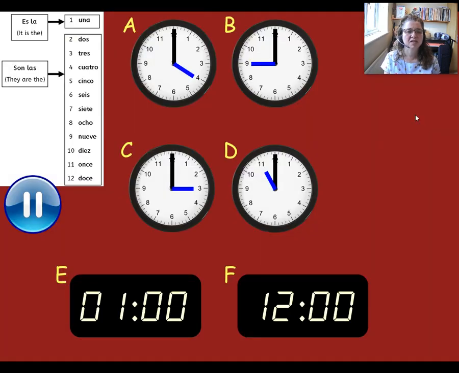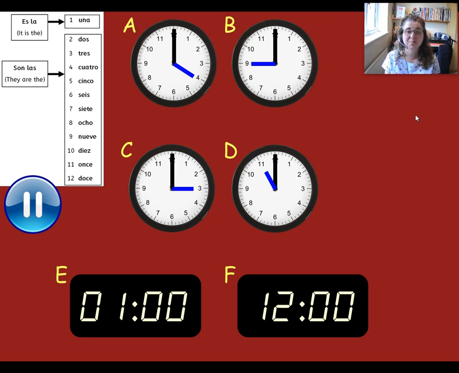Now, here are 6 different times. What I'd like you to do is to pause the video and have a go at writing those times in words. The sentence builder is in the corner to help you out. So pause the video, have a go at writing those, and press play again when you're ready to check.